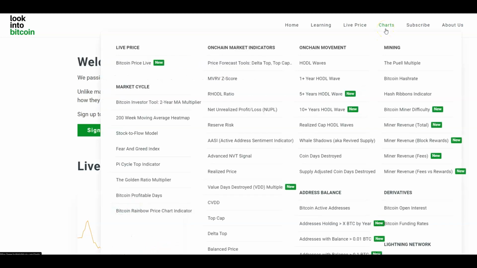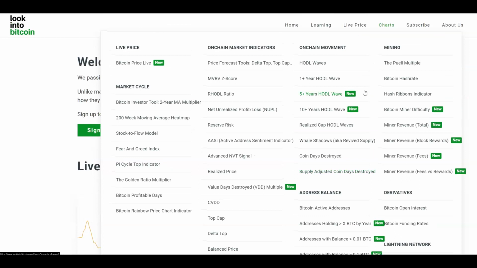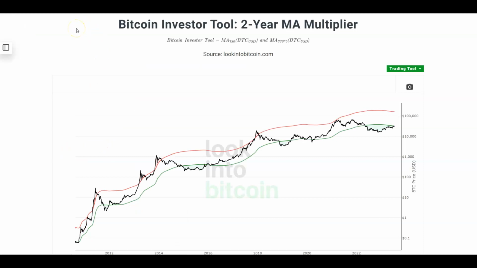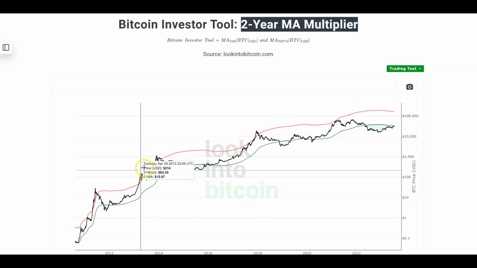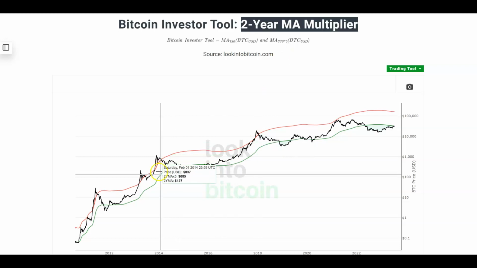So they've added a ton of stuff since this website first launched in 2018. And let's go over some of my favorites, some of what I think are most valuable. I mean, one of the best tools that you can use, period, end of story, is this 2-year MA multiplier. I've talked about this a ton. I think one of the first times I saw this was lookintobitcoin.com. Just a keep it simple, stupid type of indicator oscillator, looking at the 2-year moving average and then the multiple, which would be 5 times the 2-year moving average in the red there.